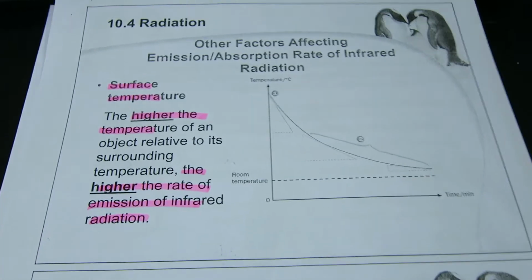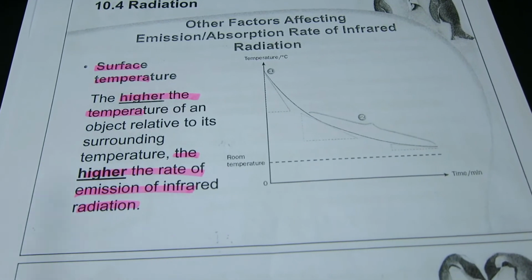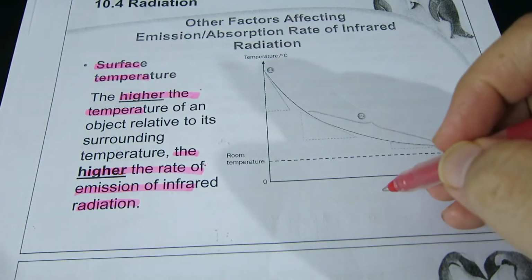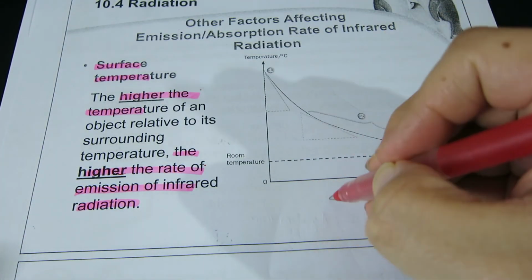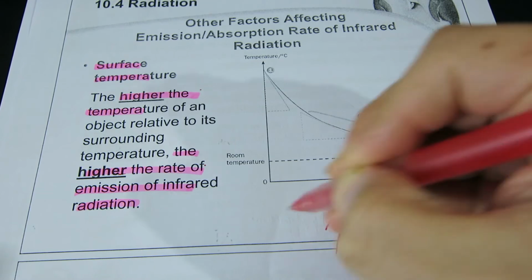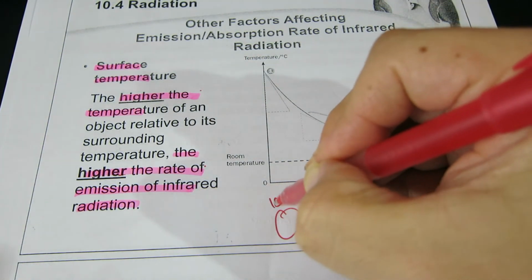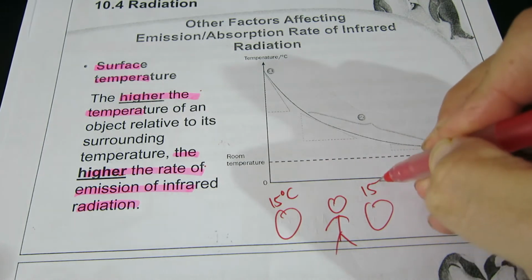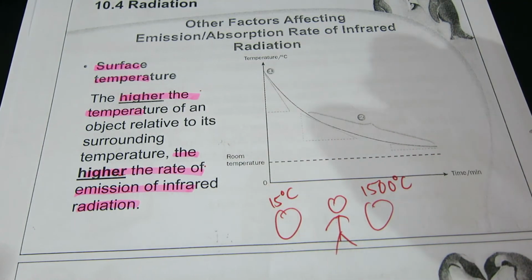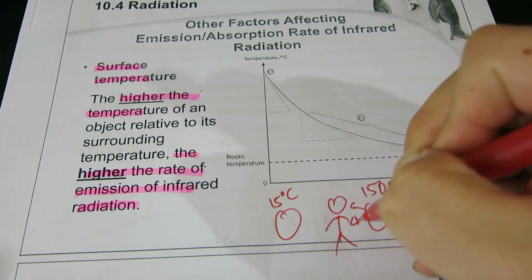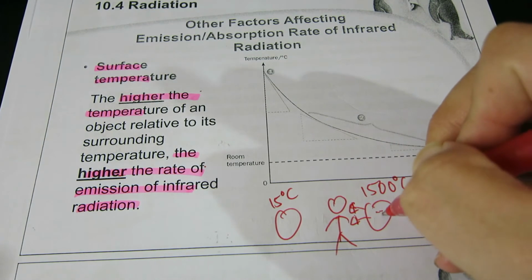Alright, what are some other factors? Surface temperature. The higher the temperature of the object, the higher the rate of emission of infrared radiation. Of course, again, same thing. Imagine if I'm standing here, I've got two objects, exactly the same mass, same material. Say that one object is at 15 degrees Celsius and another object is at 1500 degrees Celsius. You will feel the heat coming towards you more from this fella.